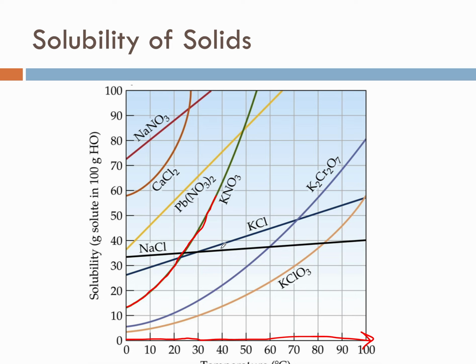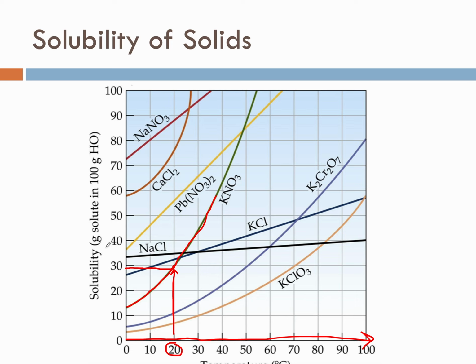So we can read all kinds of things from that, right? Say we wanted to know, what is the solubility of potassium nitrate at maybe 20 degrees? So that's room temperature. Then I go to 20 degrees here, and I go up to that potassium nitrate line. That's the one I've highlighted in red here. And I look, where does that fall on the y-axis? And it looks like it's just a touch below 30.